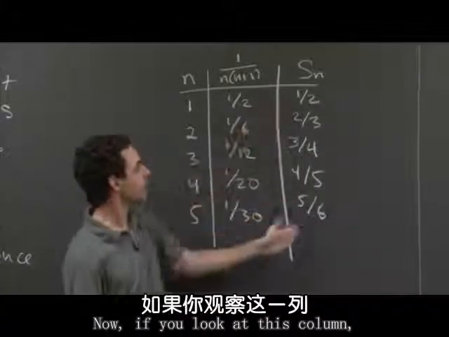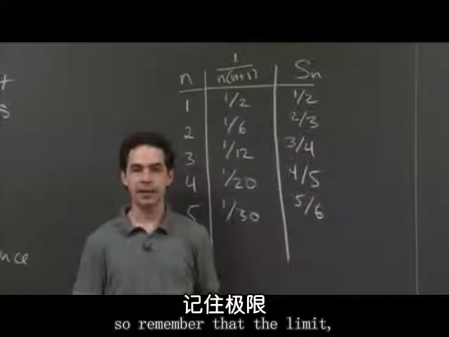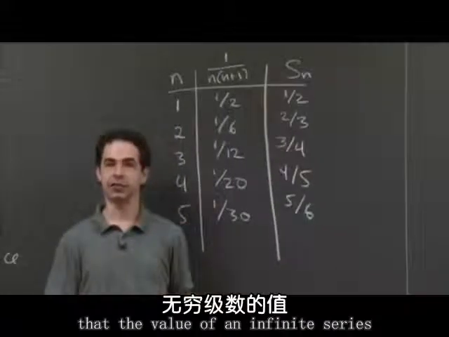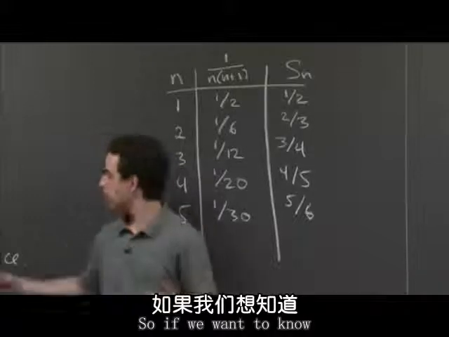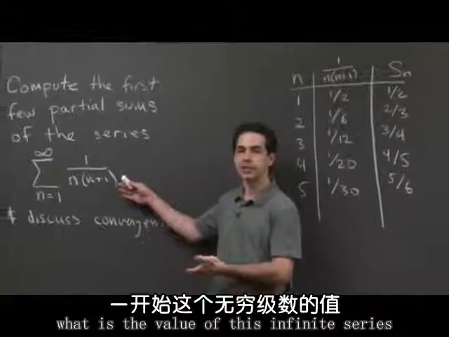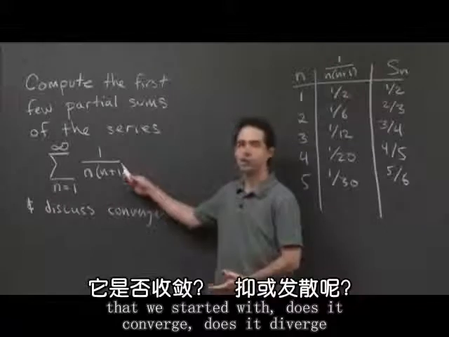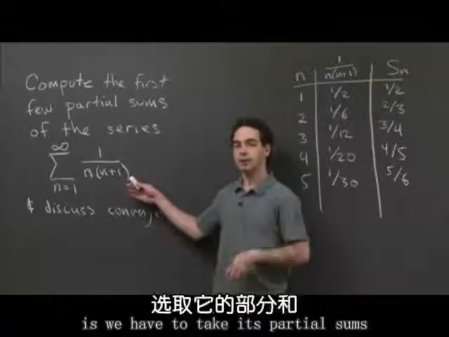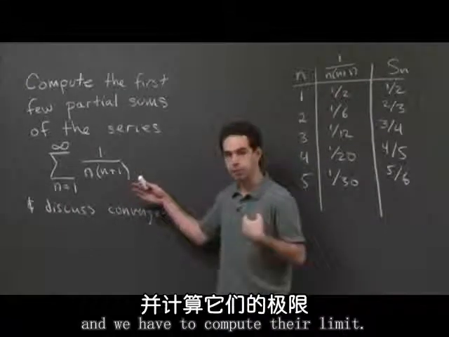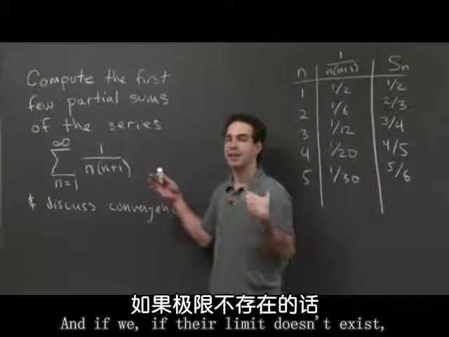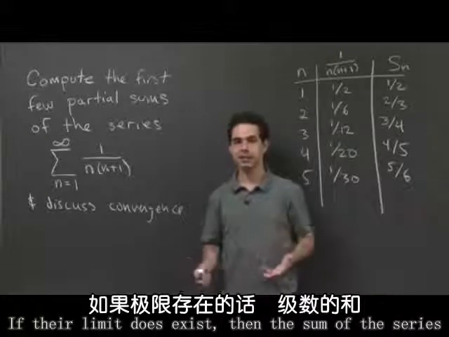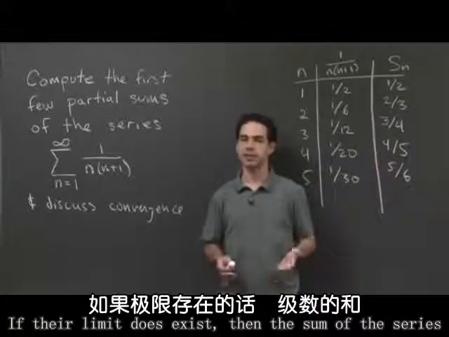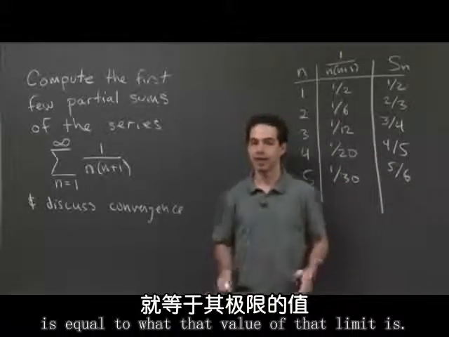Now, if you look at this column, remember that the value of an infinite series is defined to be the limit of its partial sums. So if we want to know what is the value of this infinite series that we started with, does it converge, does it diverge, what we have to do is take its partial sums and compute their limit. And if their limit doesn't exist, then it diverges. If their limit does exist, then the sum of the series is equal to the value of that limit.